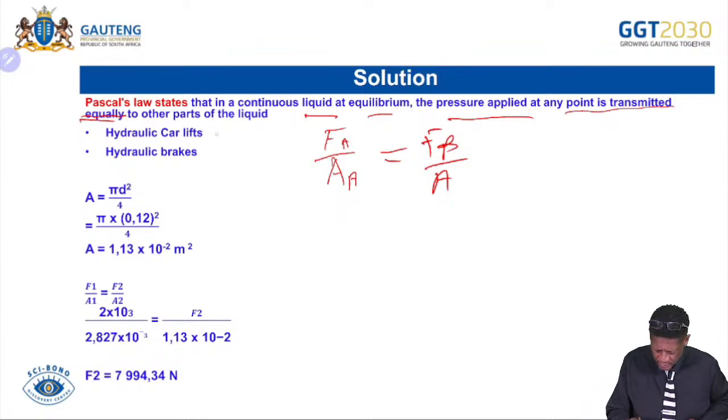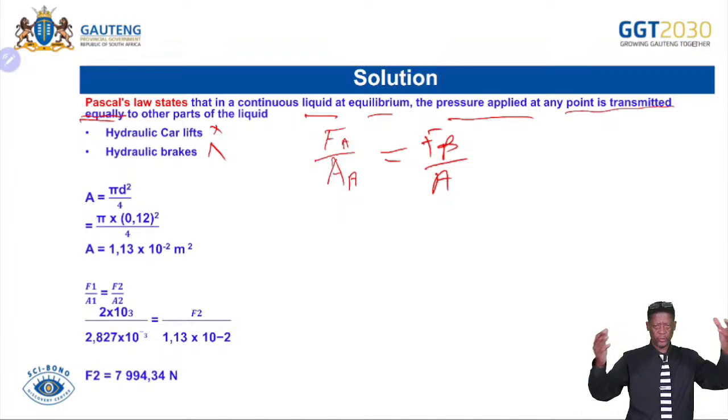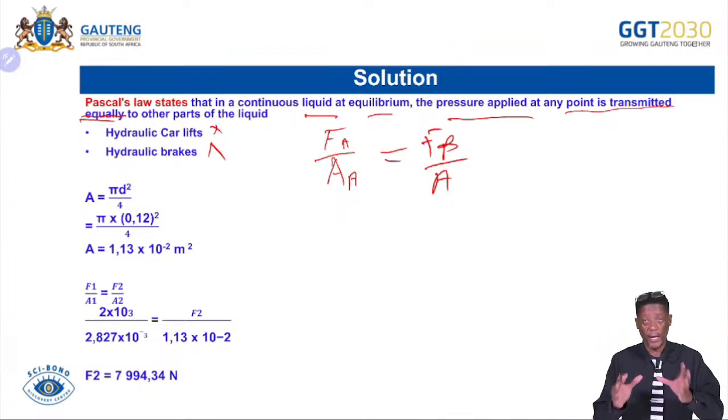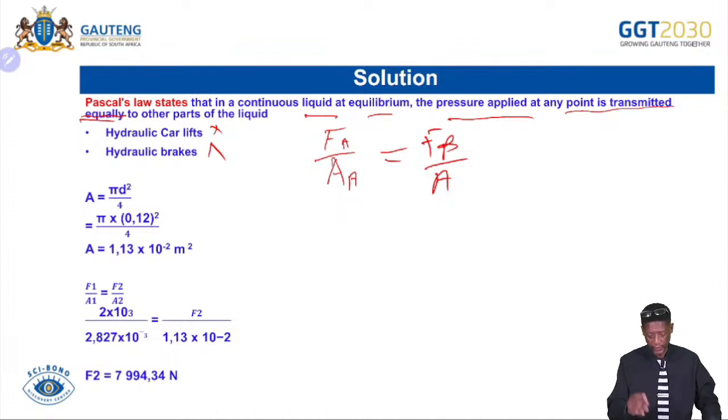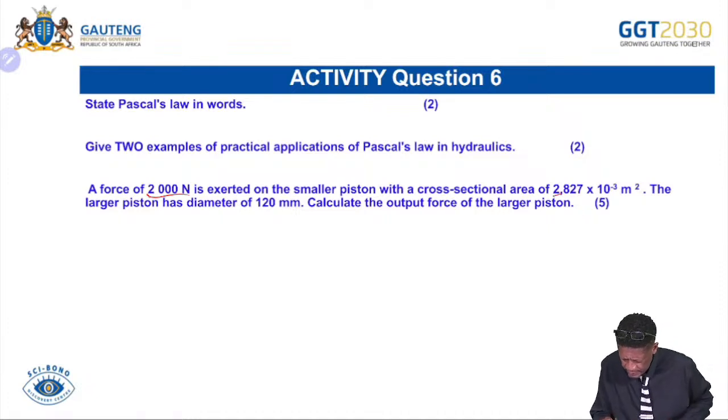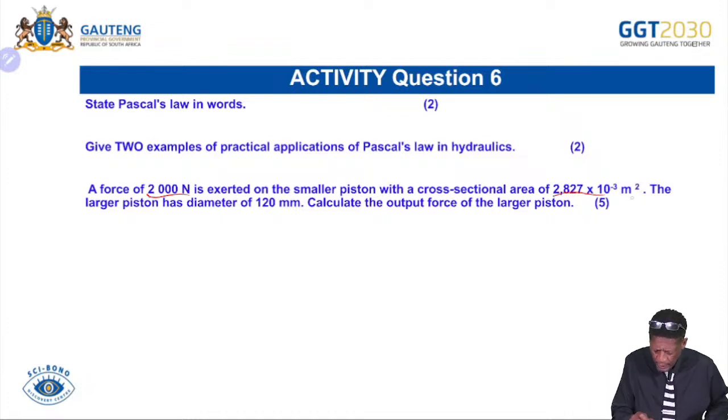Car lifts. We use hydraulics, brakes. There are many. They say doctor's chair, and then there are so many. So I've used 2. So you'll be required to give examples, right? So now the question, go back to the question. The question says the force, we are given the force there. Then we are given the area there. We are given the dimension, the diameter.